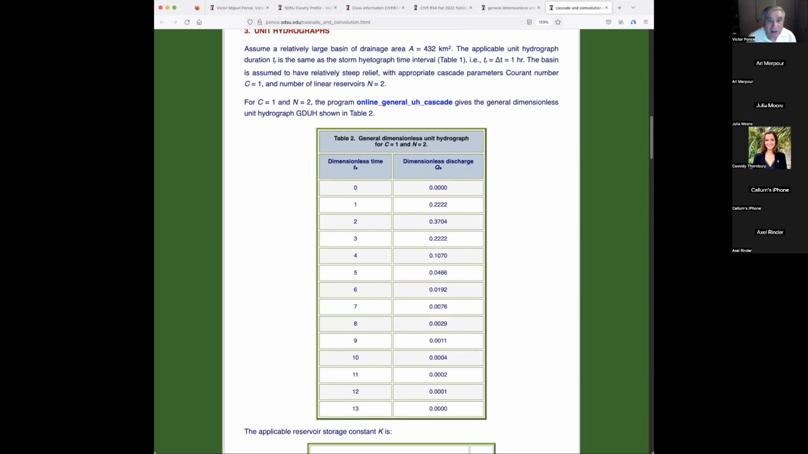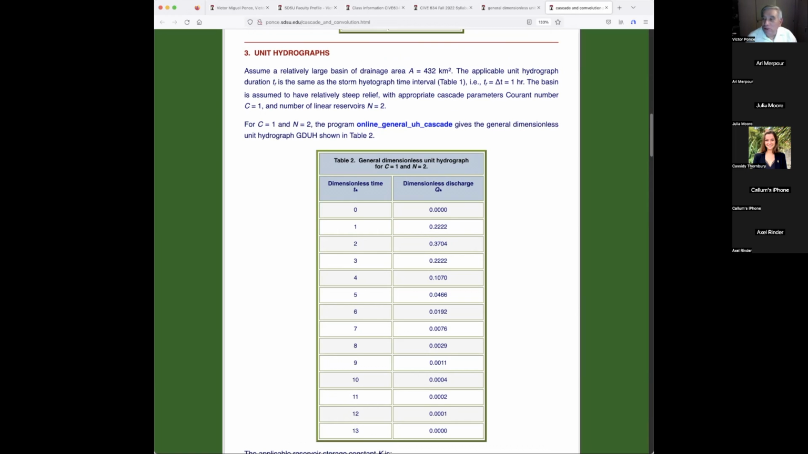And so I have in here a relatively large basin, drainage area 432. You may be surprised, why did I get 432? I actually like the number that Don Newton used in the example in his book. And because we used it so much in our work, we like that number somehow, 432. I'm not sure, I think Don Newton was using square miles, but we switched it to square kilometers. Okay, the applicable unit hydrograph duration is the same as the storm hydrograph. So the duration has to be the storm hydrograph time interval. So first of all, you have to define the time interval. That's one of the first things that the engineer should do.